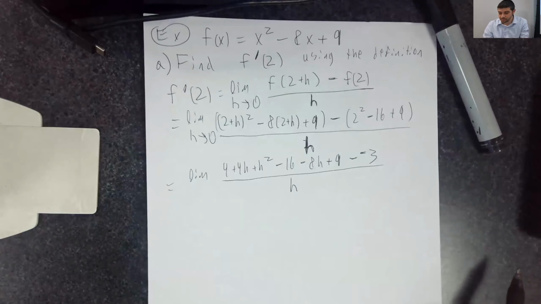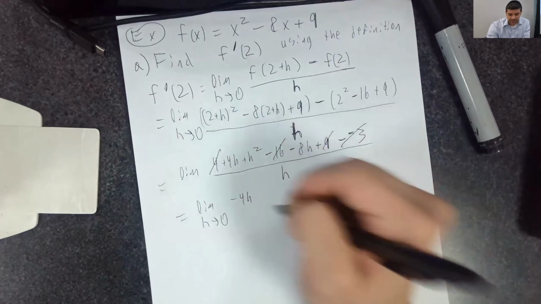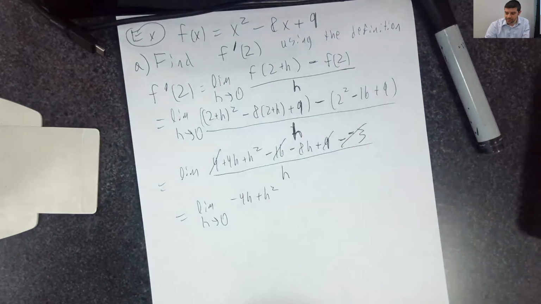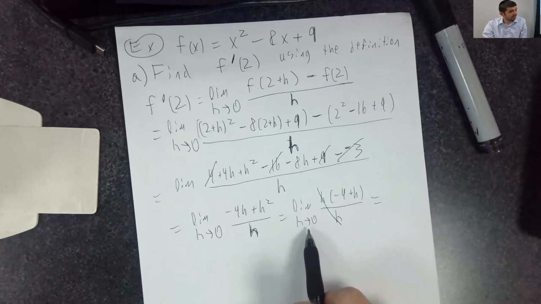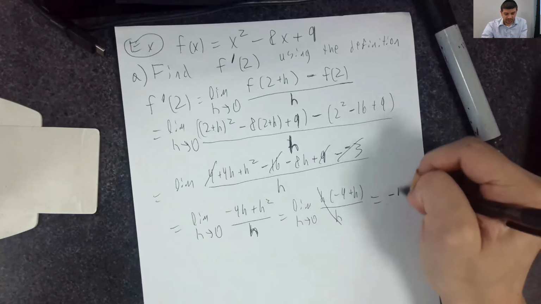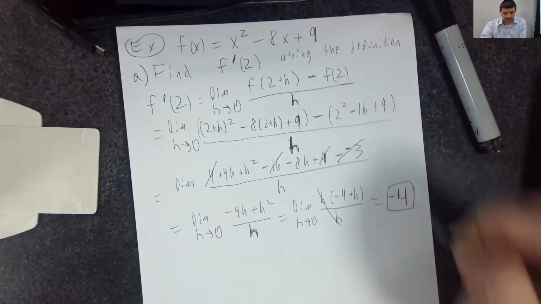Okay, so we get the limit as h goes to 0. What am I left with? 4h minus 8h, which is negative 4h, plus h squared, divided by h. I could factor out an h, so negative 4 plus h over h. After you cancel, you could just plug in h equals 0. So what do we get? Negative 4.